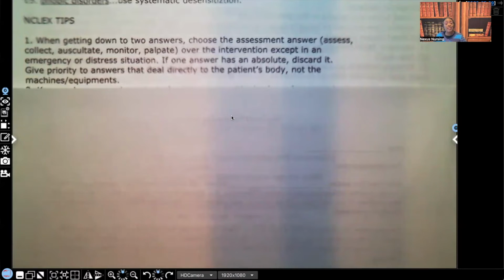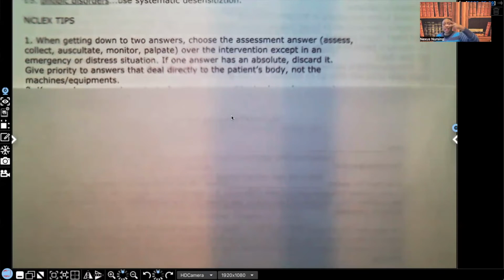Something as simple as sitting that patient up is a nursing intervention that you're going to do. You're not going to waste time assessing further when you already know enough information to do something for your patient. So I kind of wanted to bring that to your attention. So be careful with that.